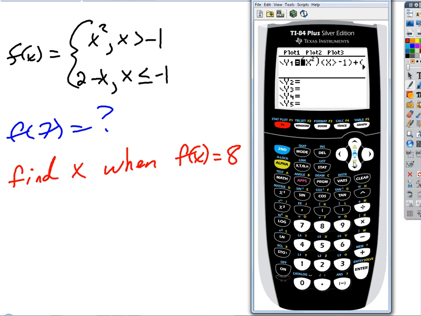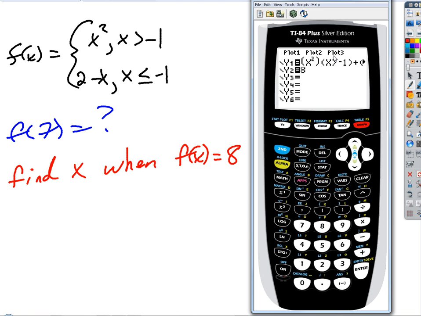So I'll go down to y2. I'll make y2 equal to 8. Now both of them are highlighted, so it'll graph them simultaneously. Now why is that useful to me? Okay, now I can see visually, if I want to know the x values where y is equal to 8, aren't they those two intersections right there?